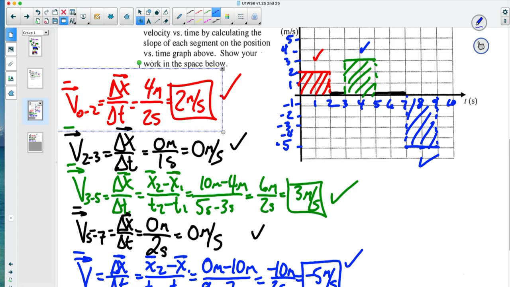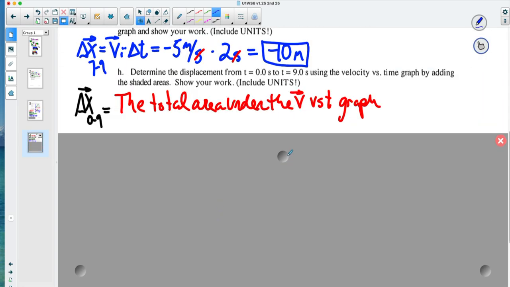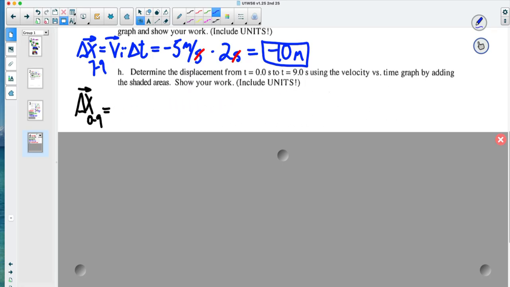You can put it in the sheet over there if you want. And so we're just going to add up those rectangles. So if we come down here, we'll go ahead and say that the displacement from 0 to 9 seconds will be equal to the total area on the velocity versus time graph. But now we need a formula for that. And this is a little different because we're just going to have to make up something for this. But we want to add the area of the rectangle from 0 to 2 plus the area of the rectangle from 3 to 5 seconds plus the area of the rectangle from 7 to 9 seconds.